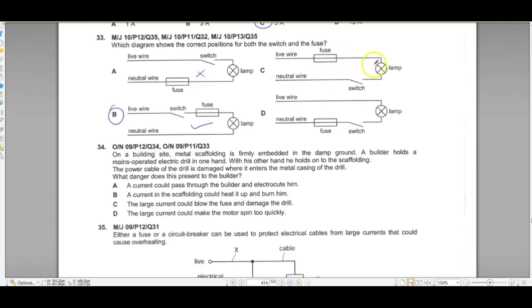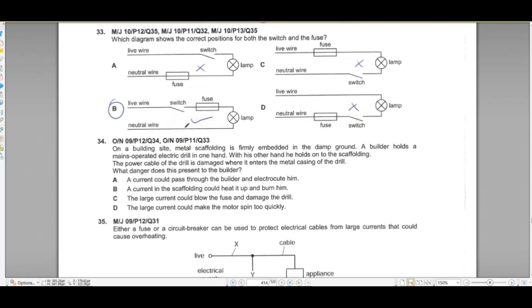There is a fuse on the live wire, and then there is a switch after the appliance, so this is not correct. And over here, there is a fuse after the appliance, and the switch is also after the appliance, so this is also not going to work. So B is the correct option.